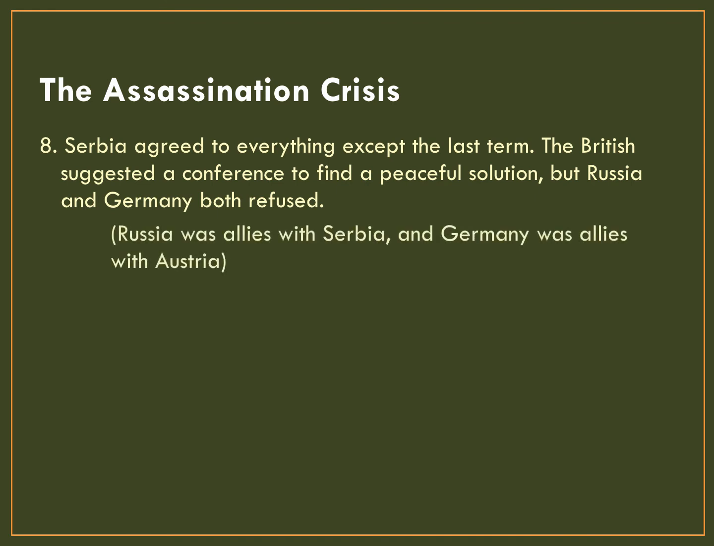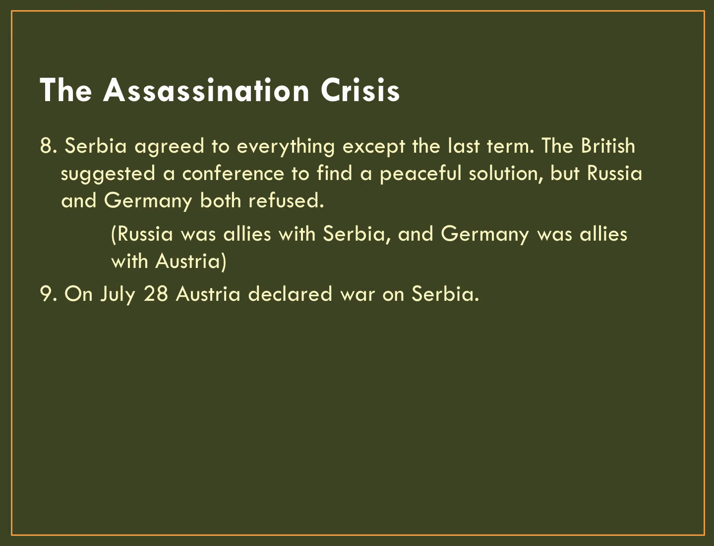And the reason why, so this kind of goes back to the diplomacy and the alliances. Russia was allies with Serbia, and Germany was allies with Austria. So they don't want necessarily a peaceful solution. They want to help their allies figure this out. So they're not willing to meet to talk about this. And on July 28th, a month after the assassination, Austria declares war on Serbia. So again, Austria declares war on Serbia.